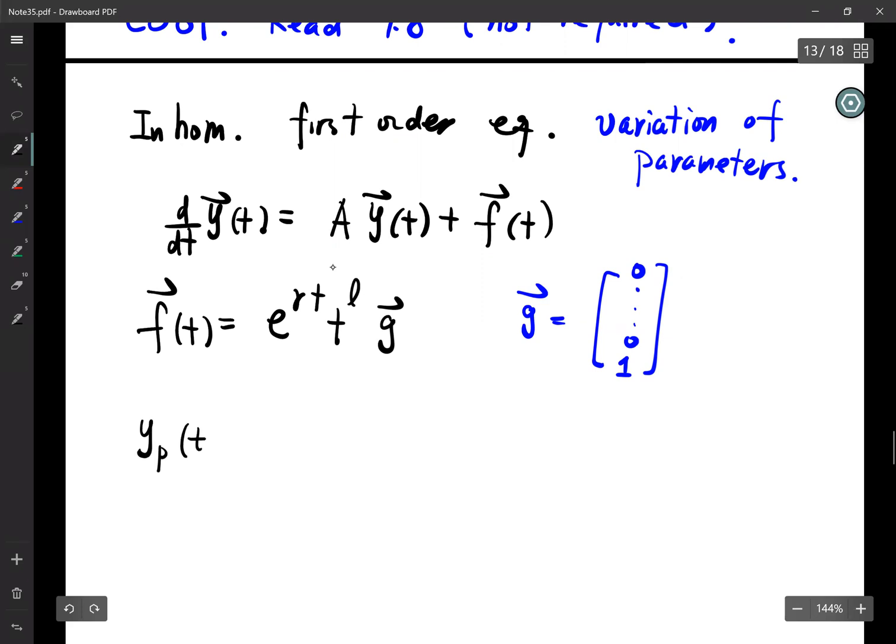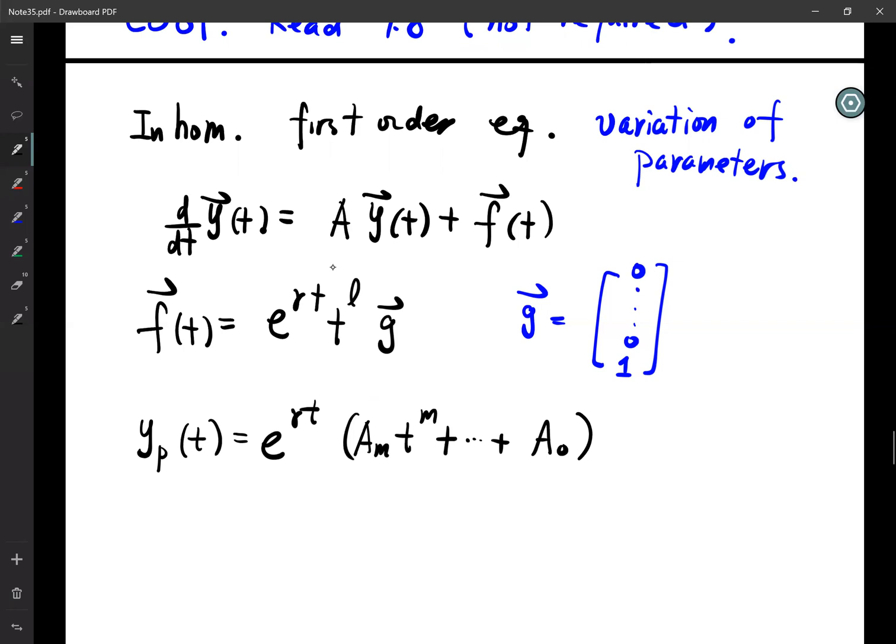For this kind of thing, the particular solution must take the following form: e^{rt}, and then inside I can have a polynomial of mth power, t^m times a0, where m may be L. Usually m is L, but it can be L plus 1, L plus 2, depending on whether you have repeated roots and so on and so forth. It depends on the relation between r and the roots of the auxiliary equation.